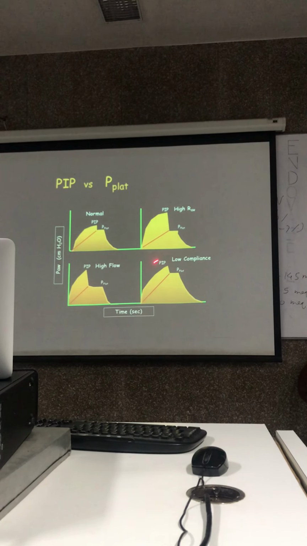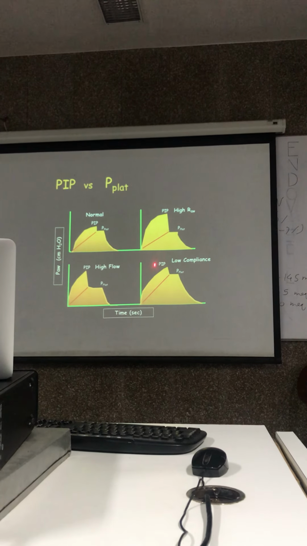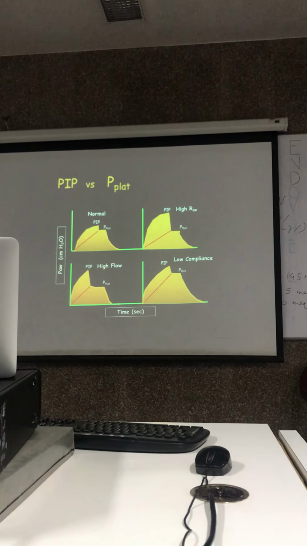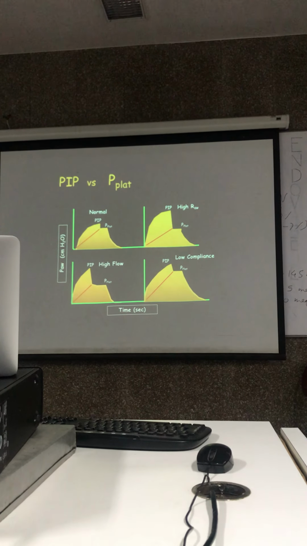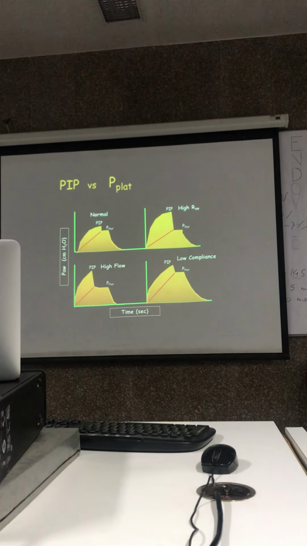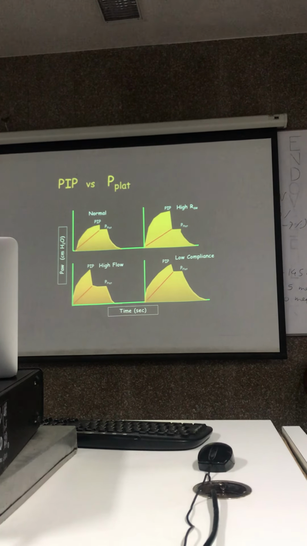And this, of course, tells you that this is typical of ARDS, low compliance, and this pattern really shows you what the situation is.